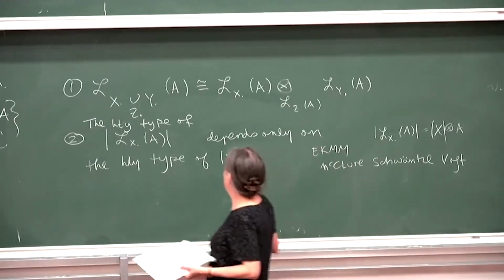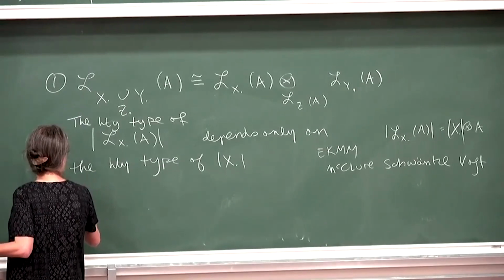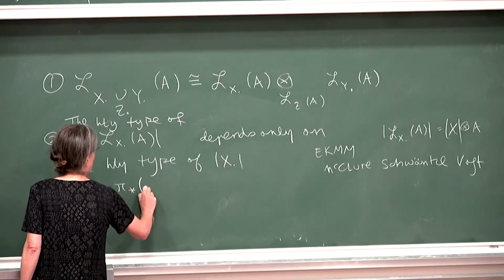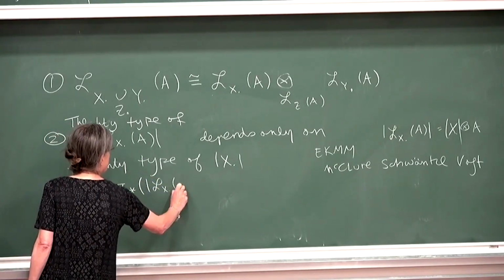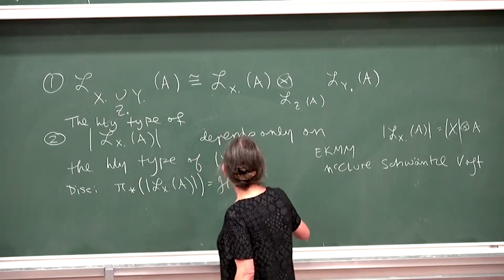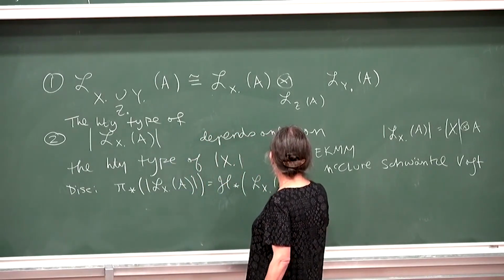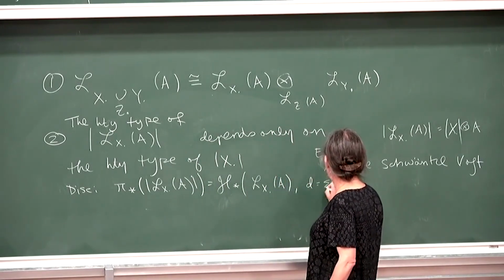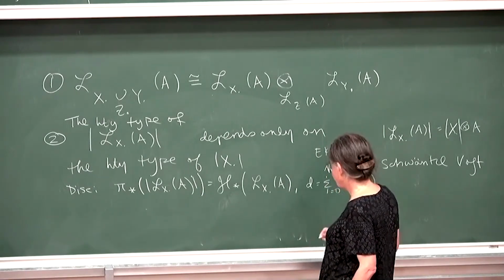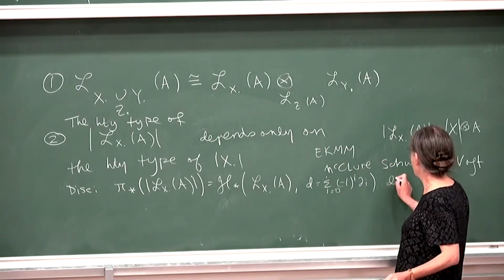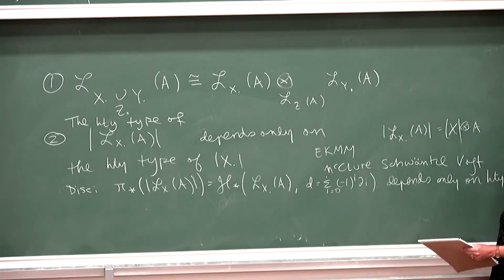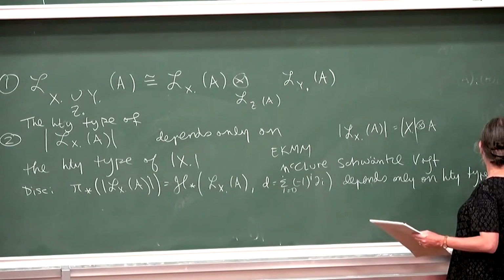In particular, for the discrete case, if you look at pi star of the realization of L_X A, which in the discrete case is the homology of L_X A with the differential d equals the sum, i goes from 0 to whatever, of minus 1 to the i d_i, it depends only on the homotopy type of X.